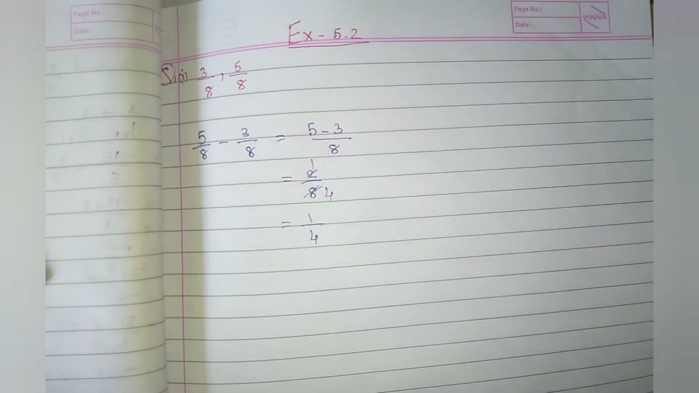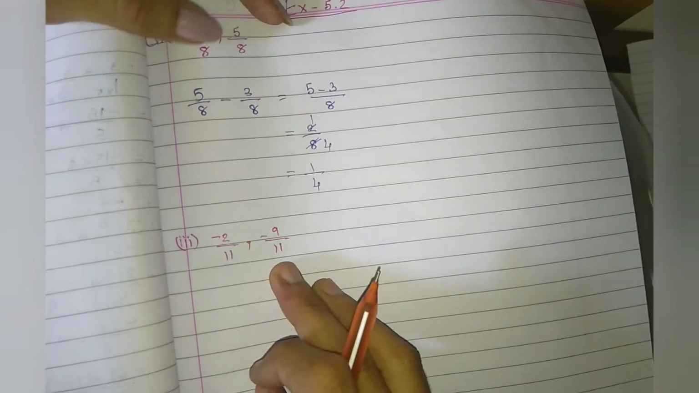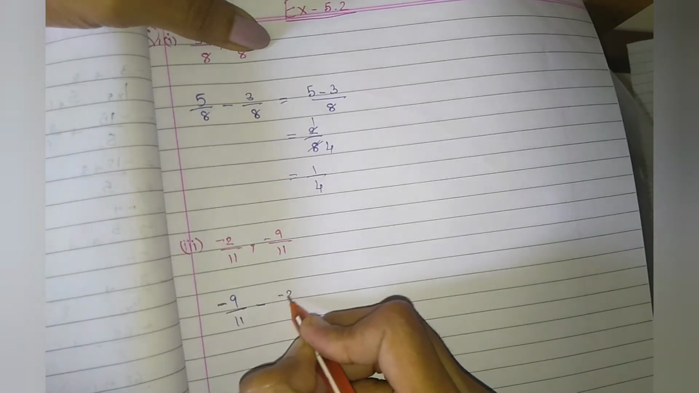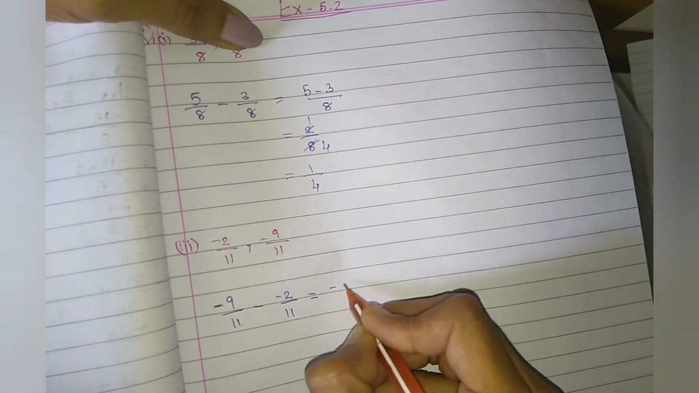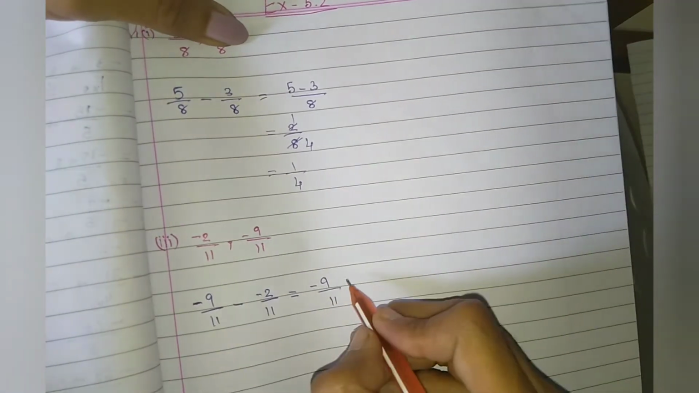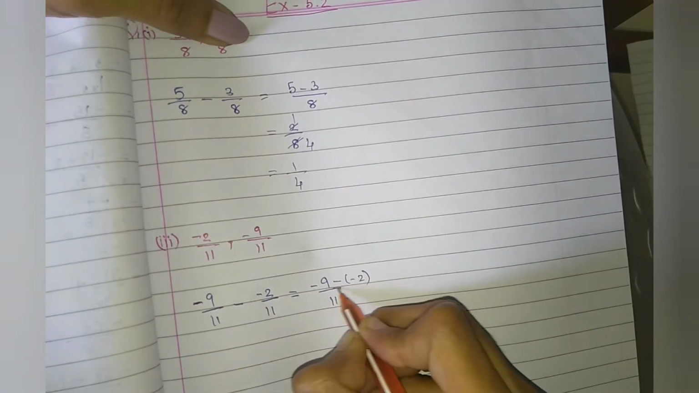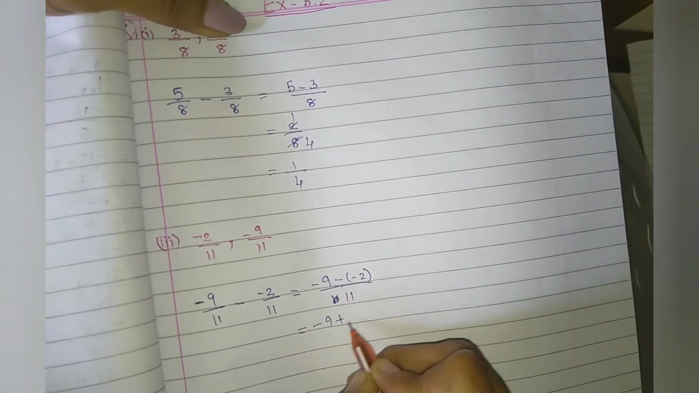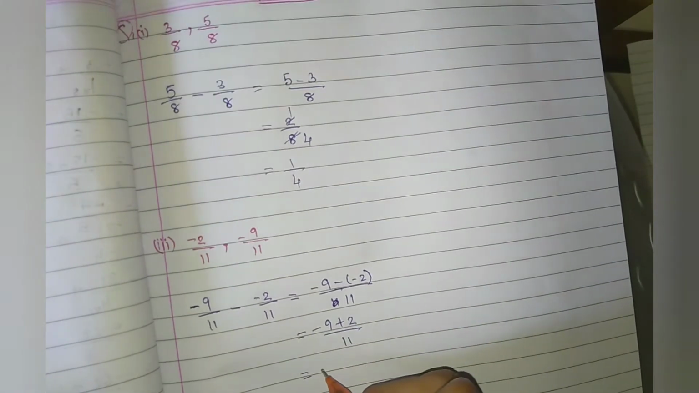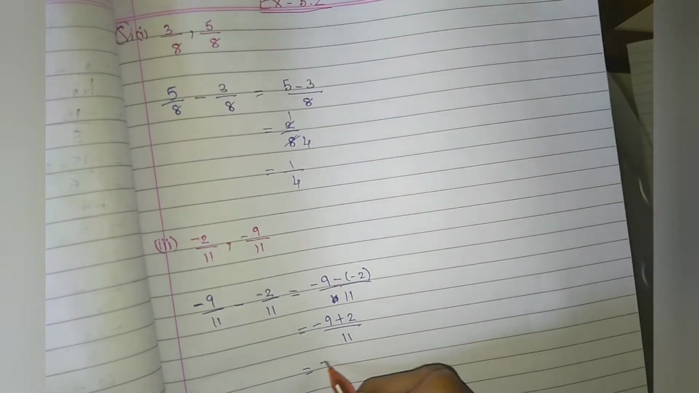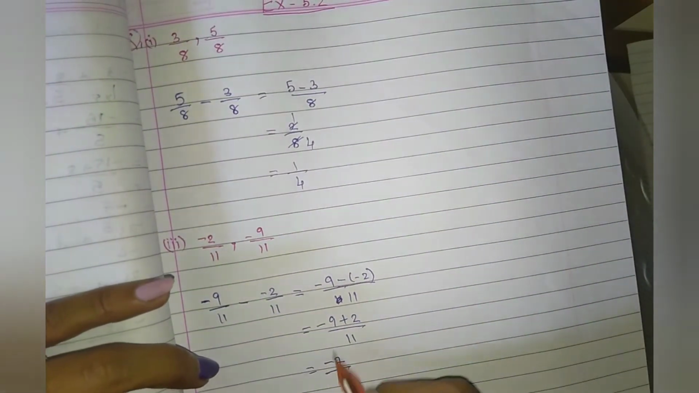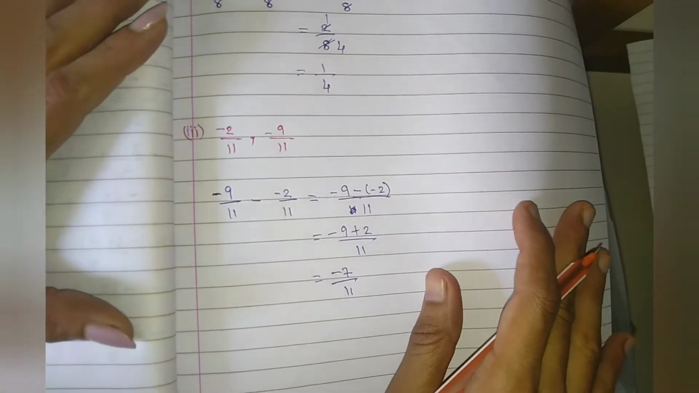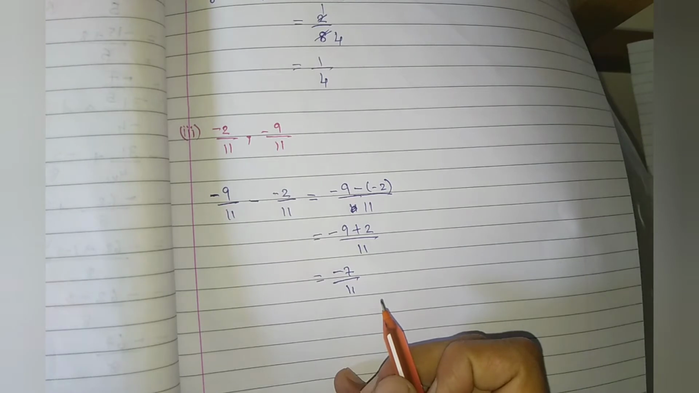Let us see the third one. Now we have to subtract the first one from the second one. So what will come? Minus 9 upon 11 minus 2 upon 11. So it will become minus 9 upon 11 minus 2, 11 common. So we'll take minus 9 minus 2 upon 11. So minus 9 minus 2 is minus 11 upon 11. Why minus? Because here the number is minus, so we have to take the minus sign. So minus 7 upon 11 is the answer.